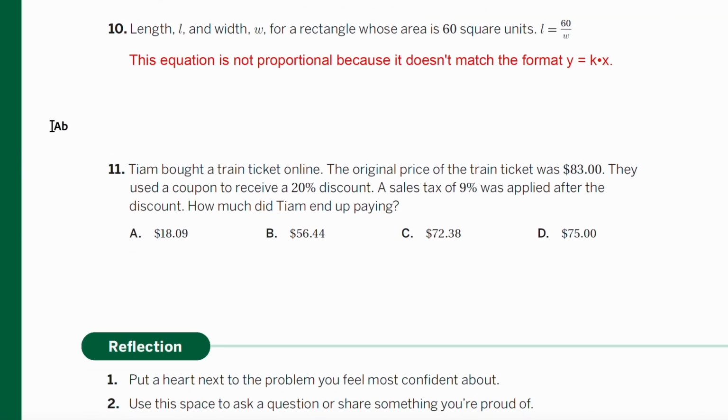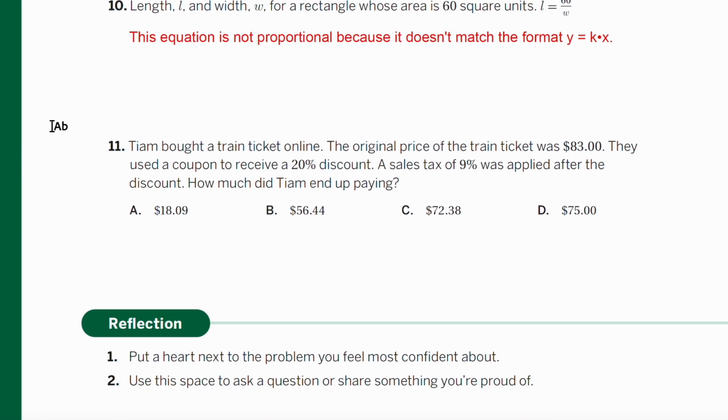Let's go on to number 11. It says Tiam bought a train ticket online. The original price of the train ticket was $83. They used a coupon to receive a 20% discount, and a sales tax of 9% was applied after the discount. How much did Tiam end up paying?